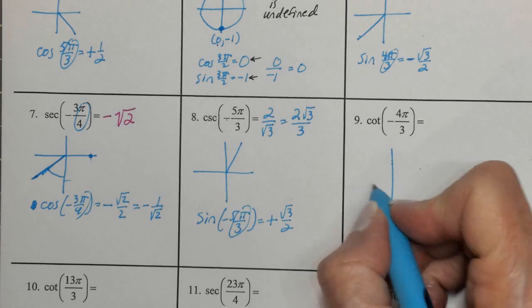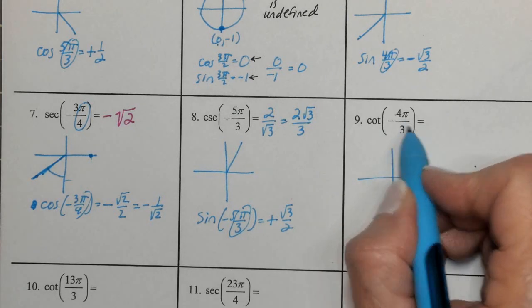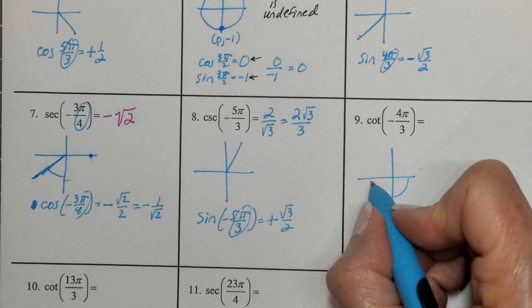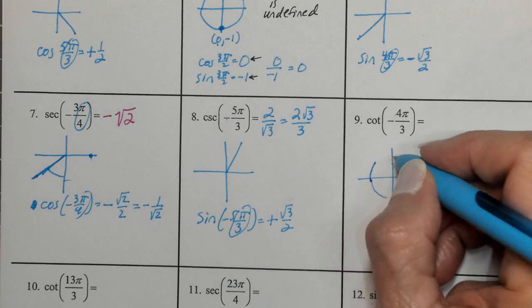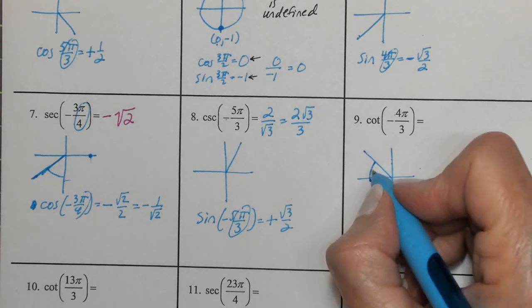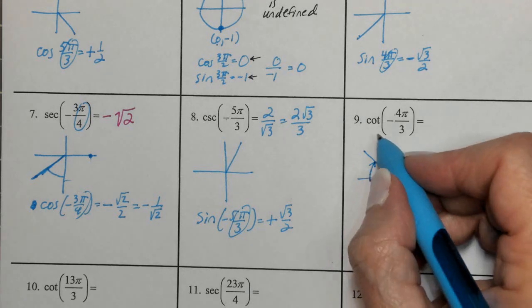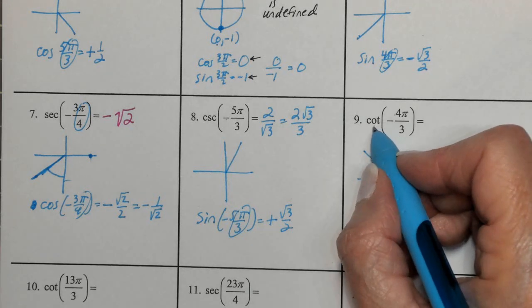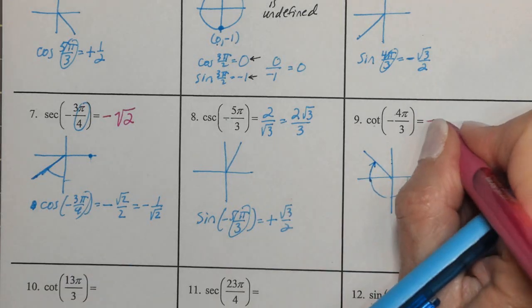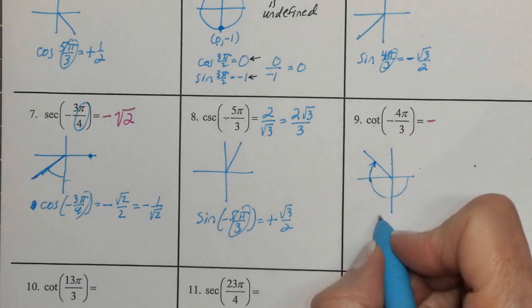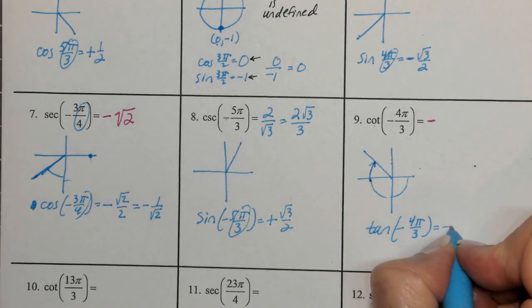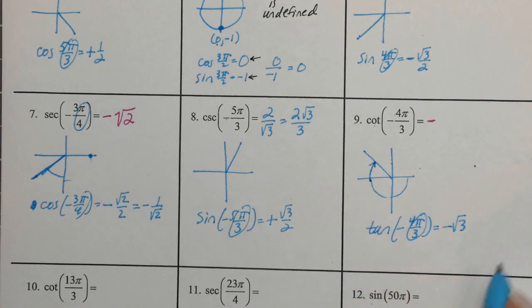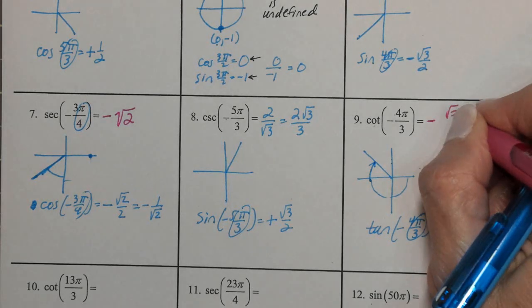Okay, what quadrant is this one in? Negative 4 pi over 3. Well, negative 3 pi over 3 would be all the way to pi, right? We're going to go one more. So we'll be in quadrant 2. Tangent and cotangent are both negative there, so our answer is going to be negative. Tangent is negative square root 3. So in my mind, cotangent is the other one. It's the square root 3 over 3.